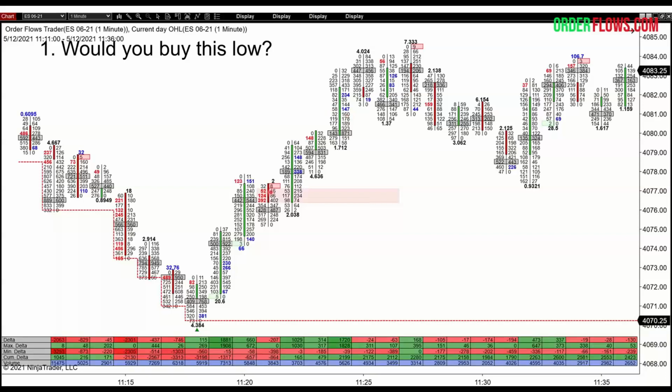Then people will say, well, there's a stacked selling imbalance in here. Isn't that bearish? Well, if it holds, yeah. If I was long off this bar with multiple buying imbalances and I got a stacked selling imbalance coming in, I want to monitor it, right?